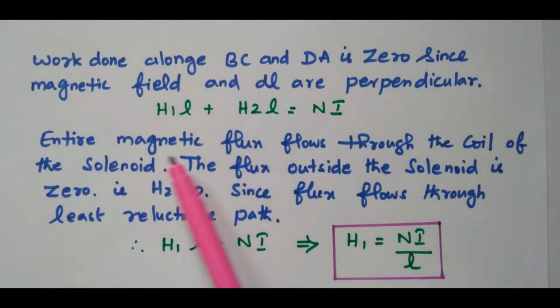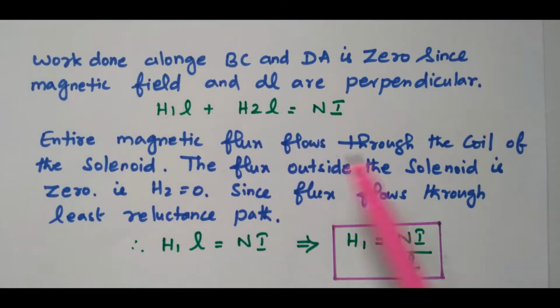So the entire magnetic flux is flowing through the coil of the solenoid. When the current is passed through the solenoid, the flux outside the solenoid is 0. We assume that the entire flux is available only inside the solenoid. Outside the solenoid, the flux is 0. That is, H2 is 0.